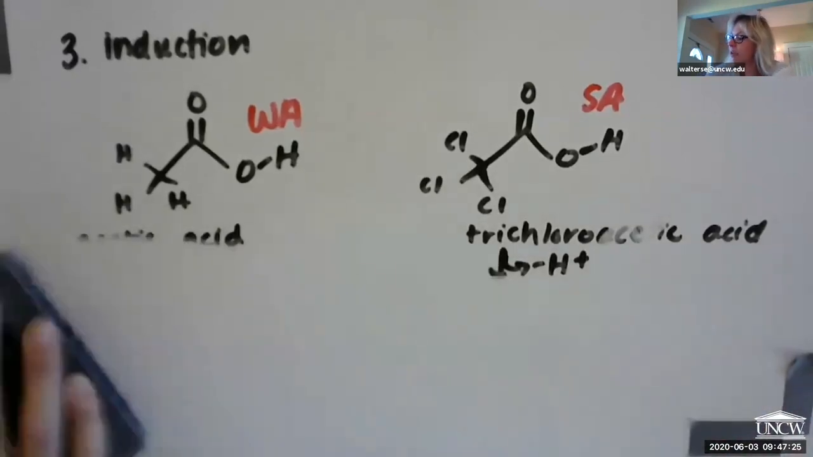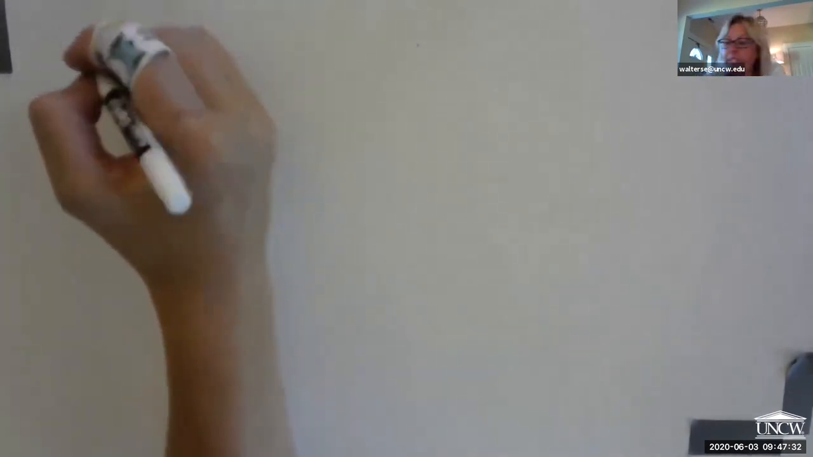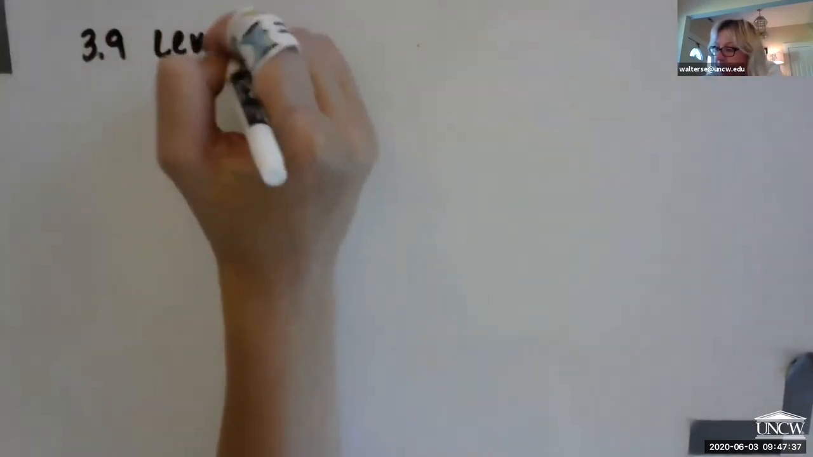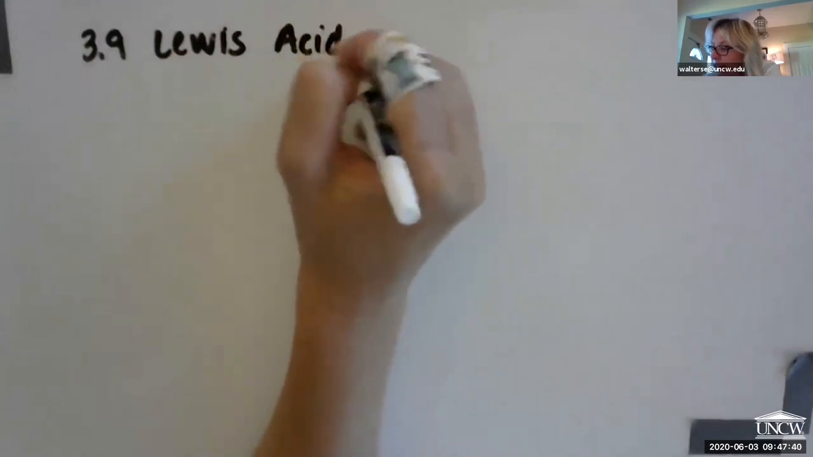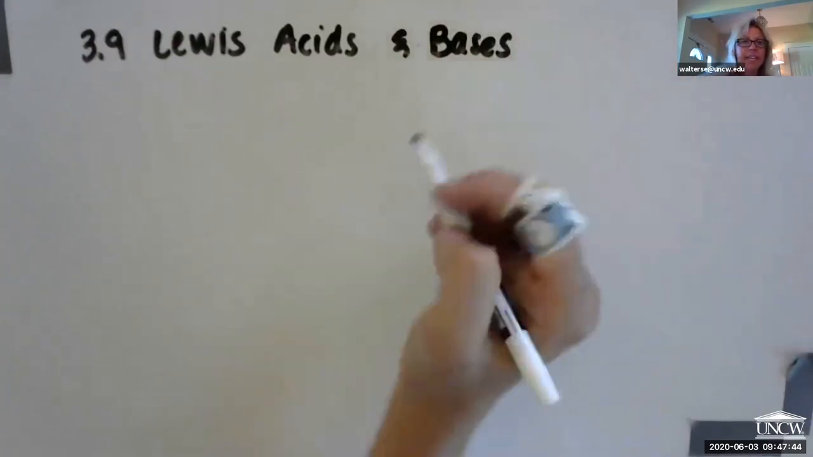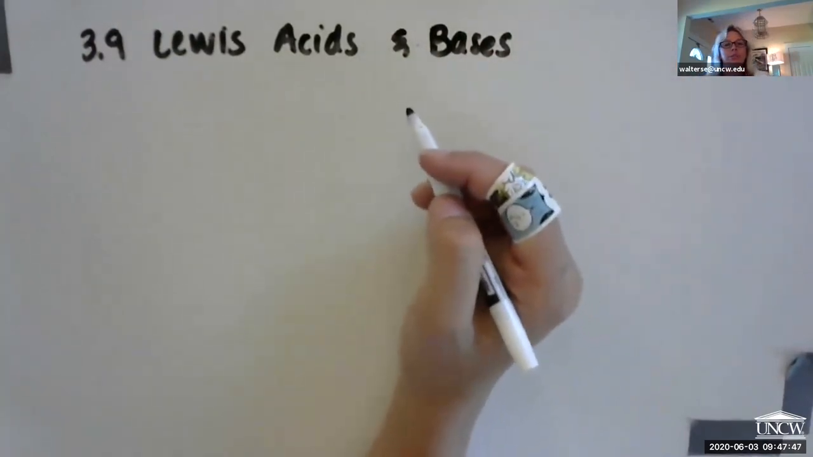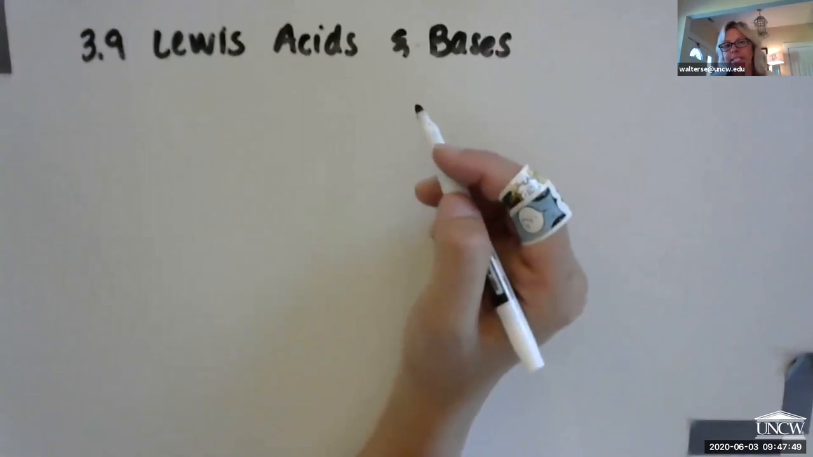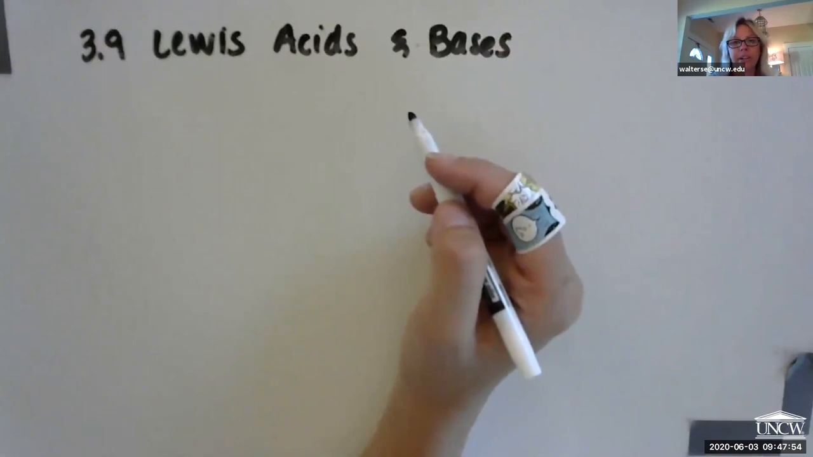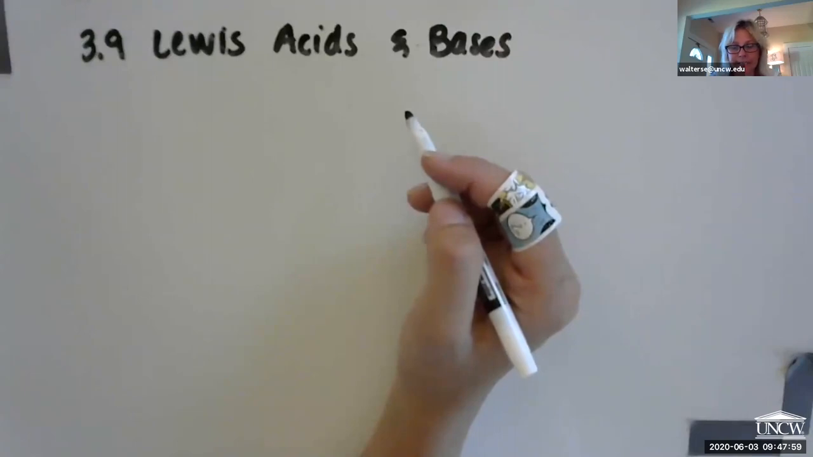All right, so the next thing we're going to look at, and depending on when you took general chemistry and how much focus was given to this, we're going to move into section 3.9, which is called Lewis acids and bases. Lewis acids and bases is the most inclusive definition of acids and bases that we have. So there's three definitions. The first is the Arrhenius model. The second is Bronsted-Lowry. The third is Lewis acids and bases.